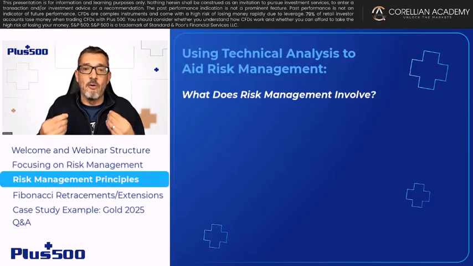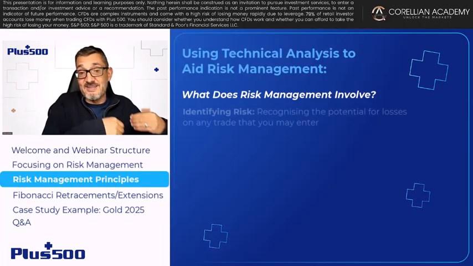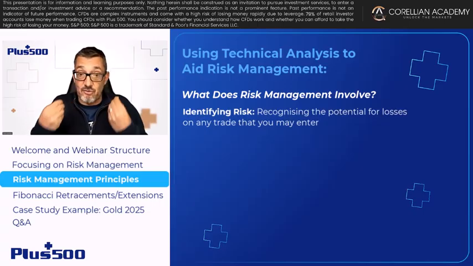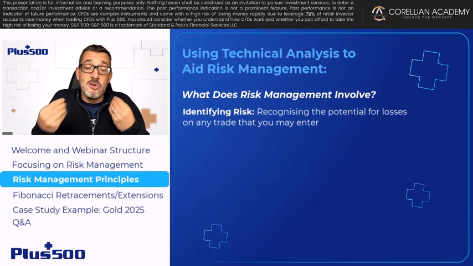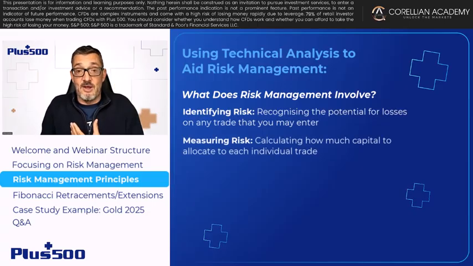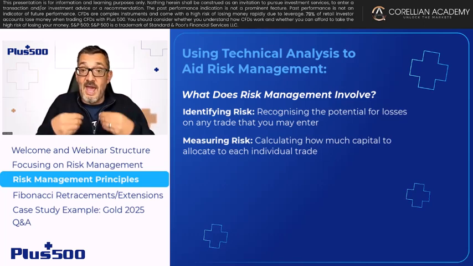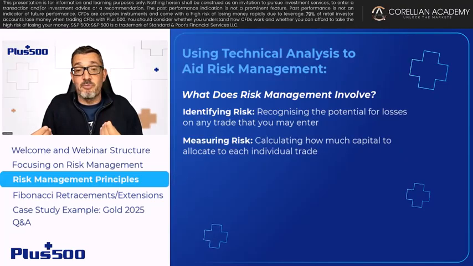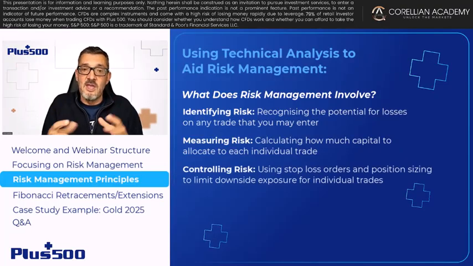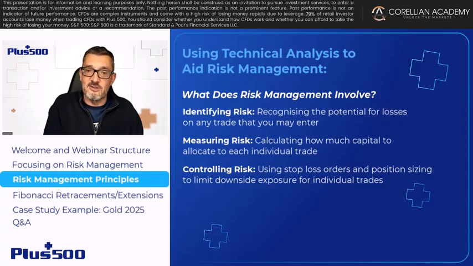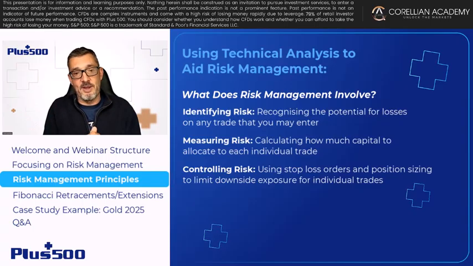Okay, so what does this all involve? Well, risk management involves 3 components. First, it's identifying the risk. This means recognizing that there is a potential for loss in every trade due to market volatility, news events, or even execution errors. The next thing is to measure that risk, where you calculate how much of your capital is going to be staked on every trade. And this is often expressed as a percentage of your total capital. And then it's controlling the risk, using tools like stop loss orders and position sizing to limit the downside exposure on any trade that you may be running.